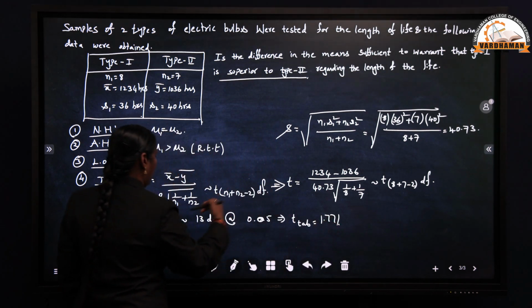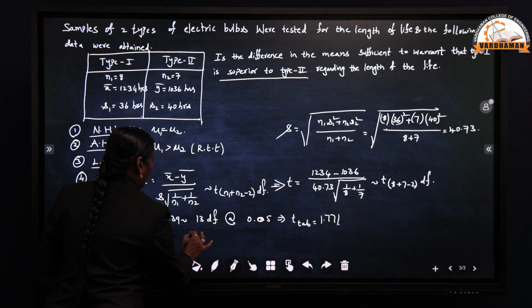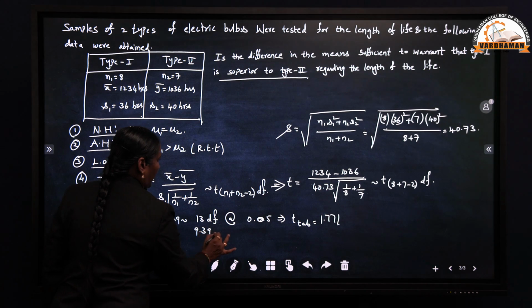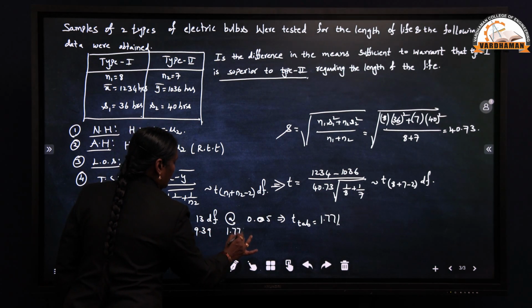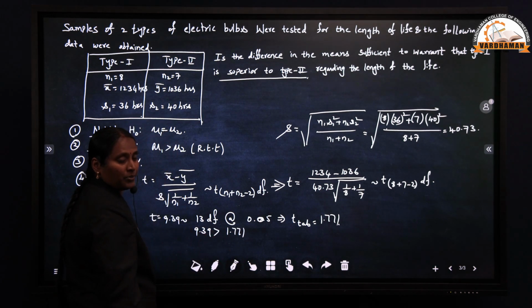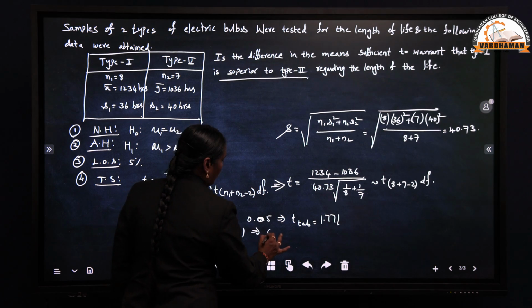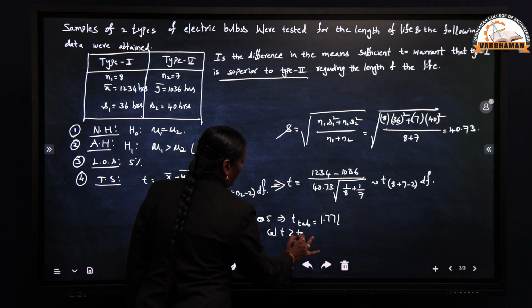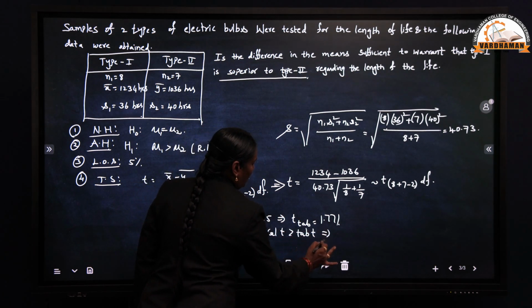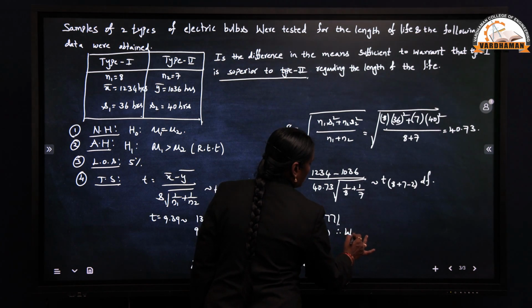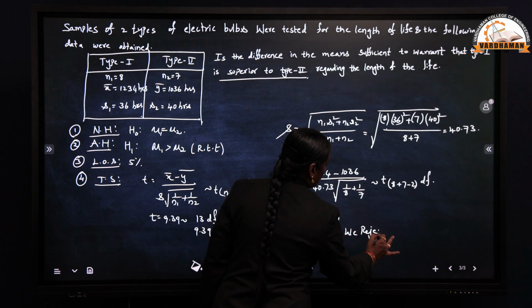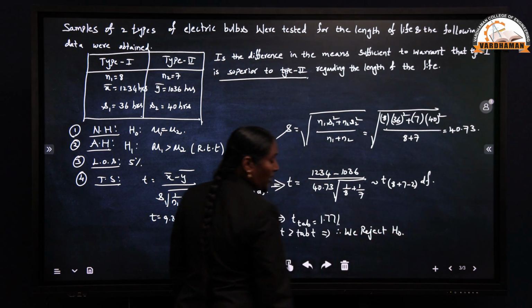So now let us conclude. The calculated value here is 9.39 and the table value is 1.77, so it is greater than. We conclude that the calculated t is greater than the tabulated t. So it means that we have to reject our H0.